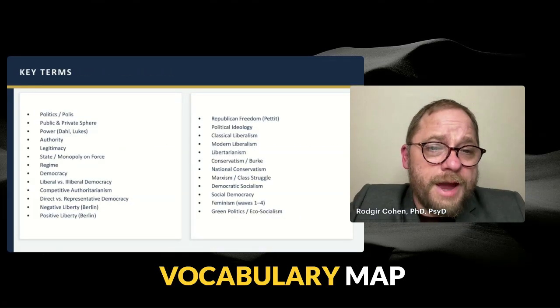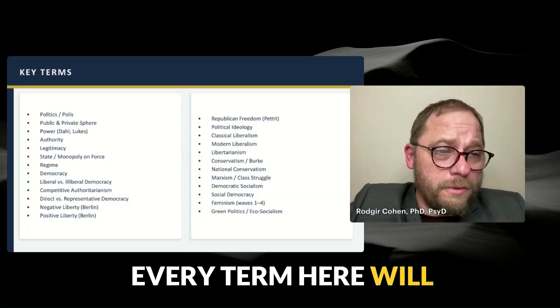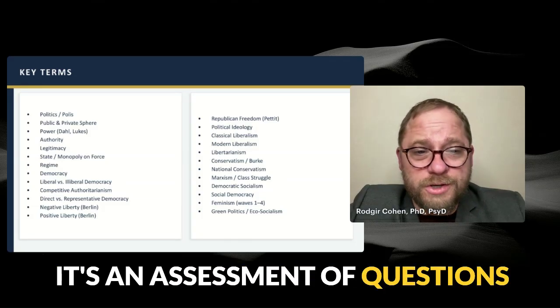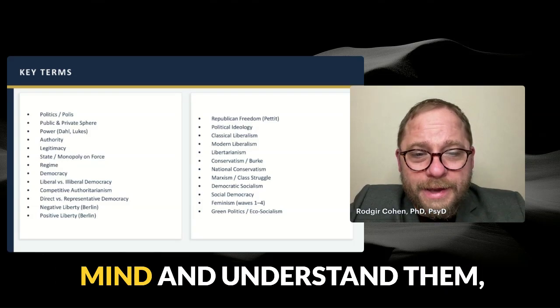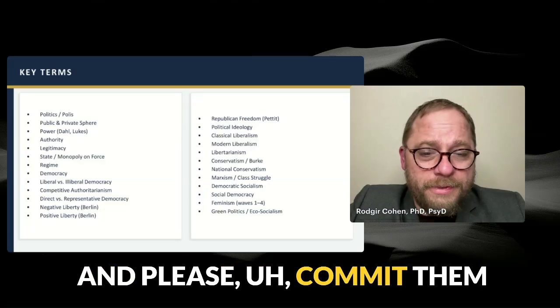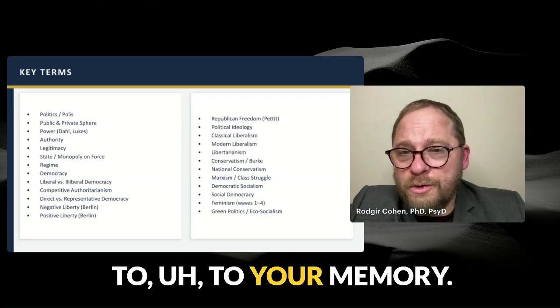This slide here is the vocabulary map for Chapter 1. Every term here will appear in your textbook. It's an assessment of questions and discussions ahead. Let's keep them in mind and understand them, and please commit them to your memory.